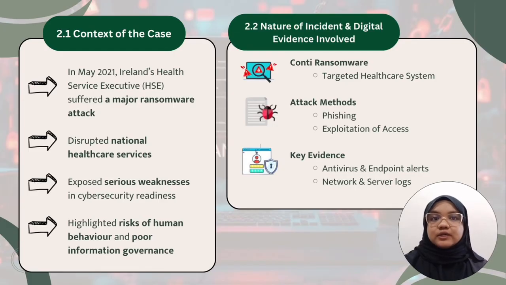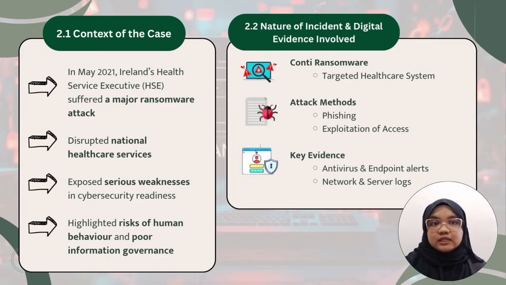HSE operates thousands of locations, including hospitals, clinics, and administrative offices, and it manages a lot of devices across the country. The cyber attack occurred during a critical phase of the COVID-19 pandemic, which increased its impact on society and healthcare delivery at the time. As a result of the attack, the HSE was forced to shut down its IT systems nationwide to prevent further spread of the malware. The incident exposed serious weaknesses in cybersecurity readiness, including poor system monitoring, lack of centralized governance, and insufficient response to early warning signs.